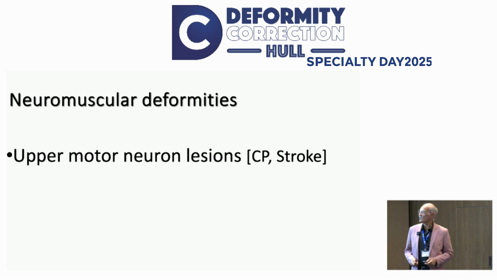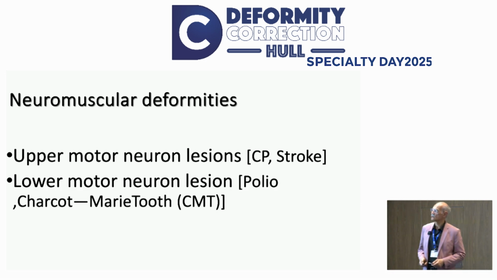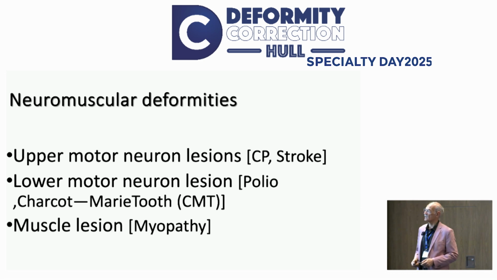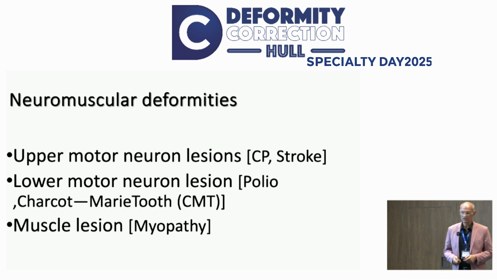What are the types? You have upper motor neuron lesion like cerebral palsy, stroke, lower motor neuron lesion like Charcot-Marie-Tooth disease, poliomyelitis, and muscle disease or myopathy. It's a big world, the neuromuscular deformities of the foot. It's not one thing. Perhaps with each one of them, like a stroke, you have a scheme and you have to think about many things before treatment. Anyhow, I will talk about it generally.